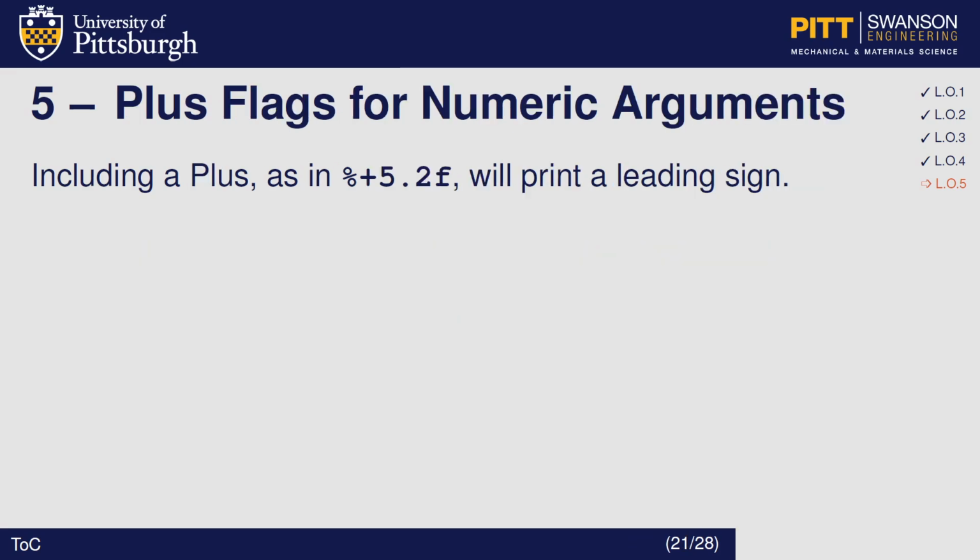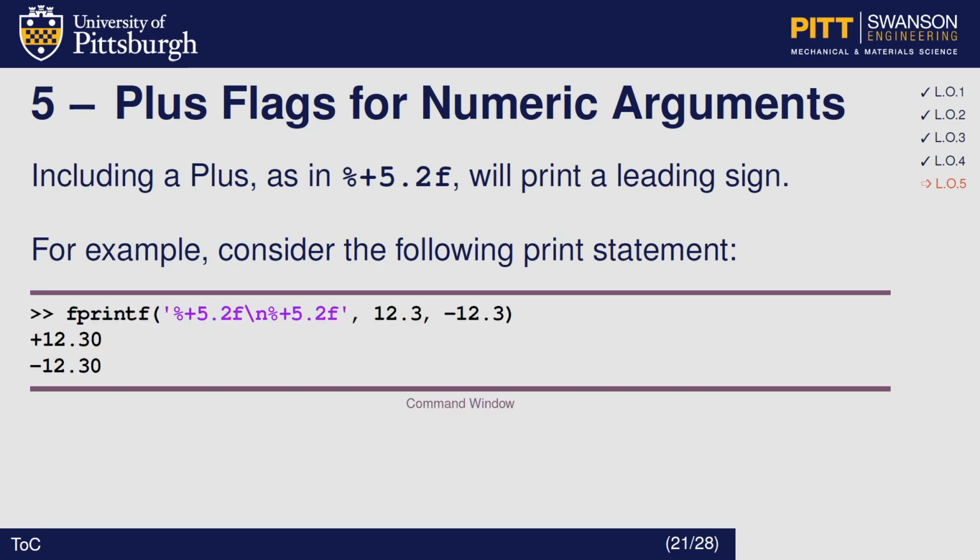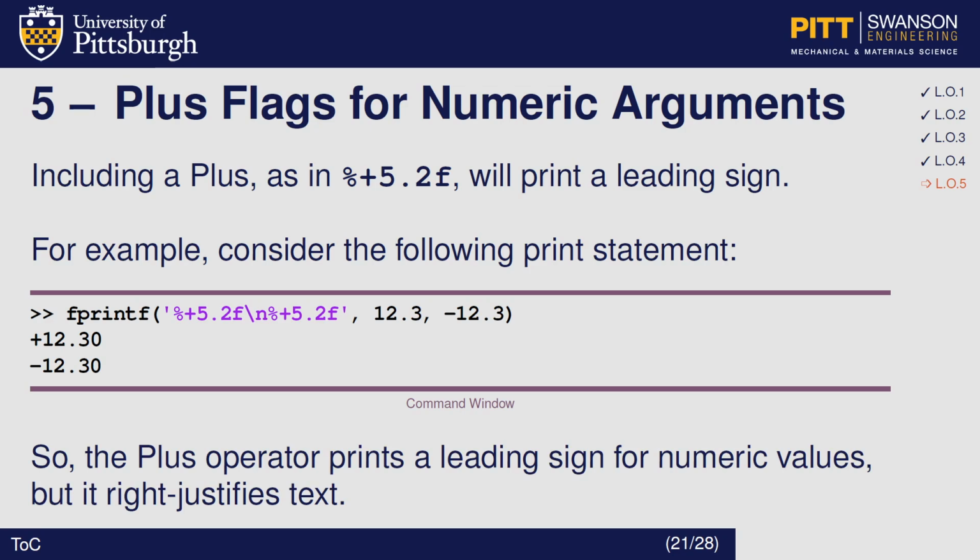Now for numeric values, including a plus sign, as in %+5.2f, will print a leading sign. For example, consider the following print statement. Both injections here use the same code, but one of the two arguments is positive and the other is negative. Both of them print with a leading sign, even though a positive value would normally not have one. So the plus operator changes its behavior according to the input. For text, it right justifies the argument, and for numeric values, it always prints a leading sign.